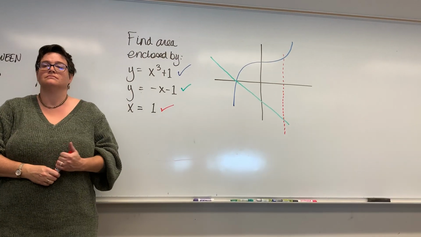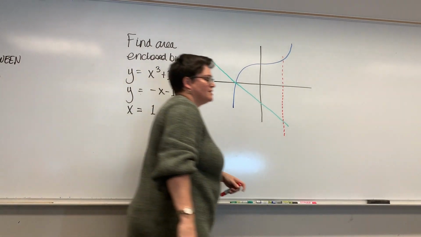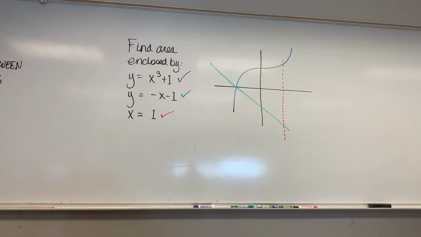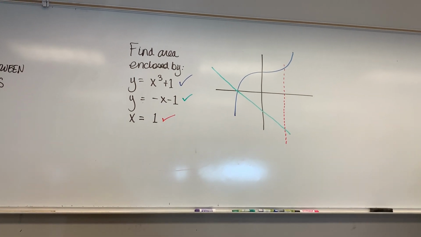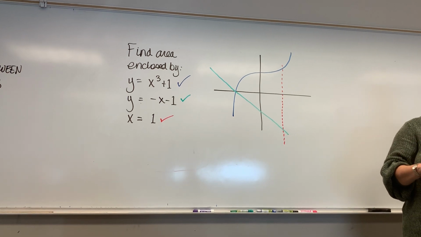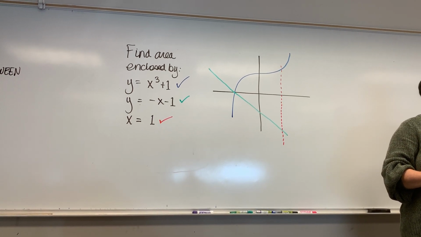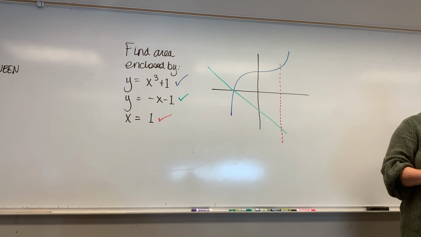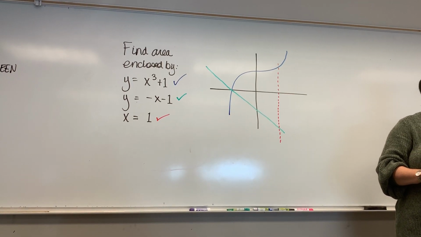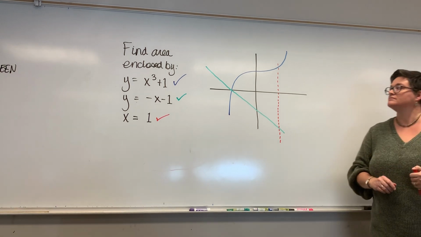Where's your window? My window, that's a great question. Small. I would go -3 to 3, -3 to 3. Small. It's a small area. Did that give it to you, Helena? Okay, good.